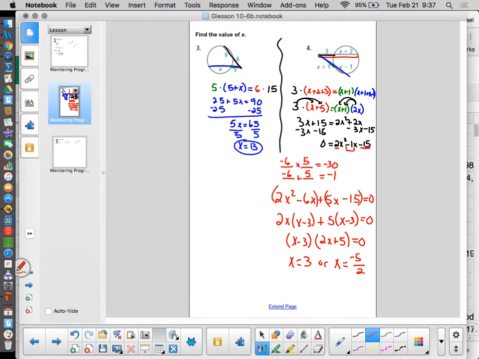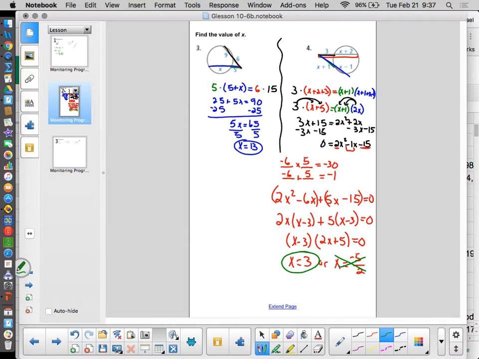Now, the 3 solution works just fine for me because 3 plus 1 times 3 minus 1 is 4 times 2, that's fine. 3 plus 2 is 5, that's fine. If I do negative 5 halves, I'm going to come up with some negative lengths. So negative 5 halves is eliminated because that is a nonsense solution because it gives me negative lengths, which don't really help me very much. So my solution here is x equals 3.